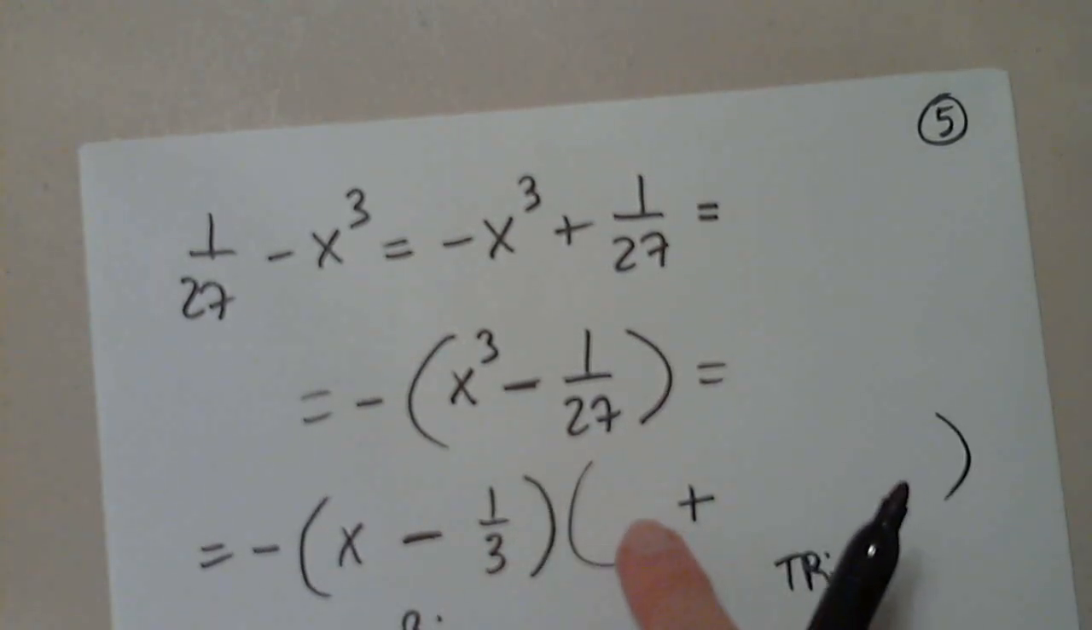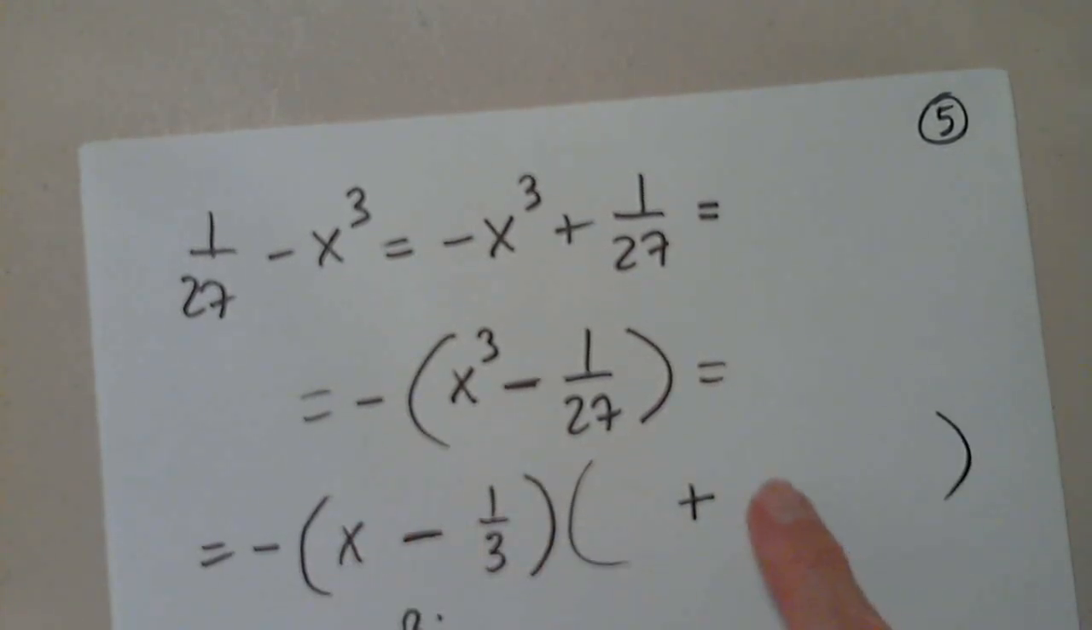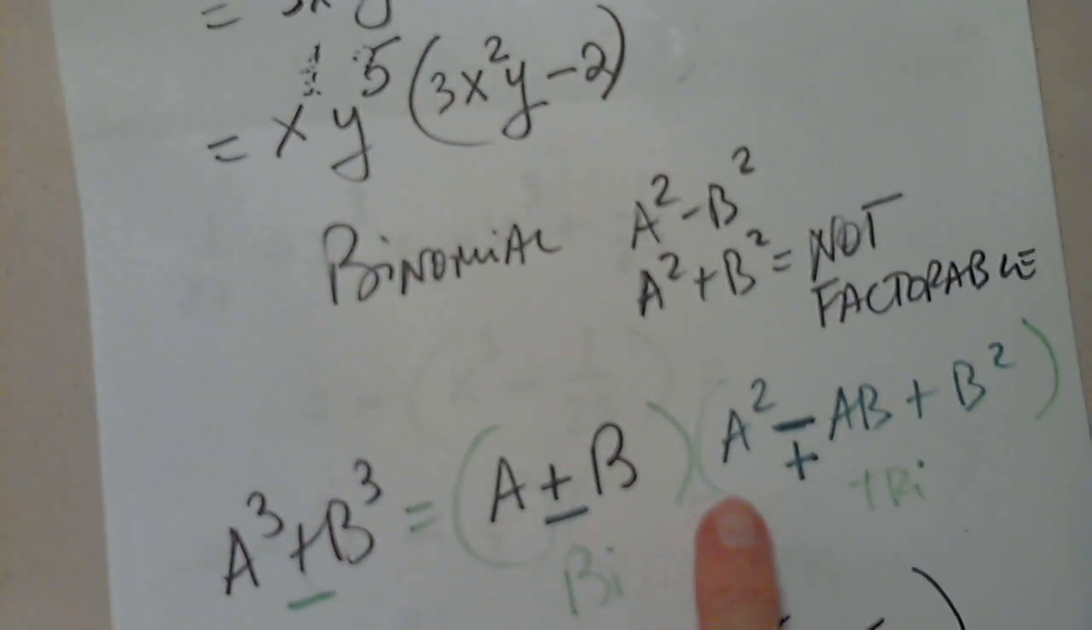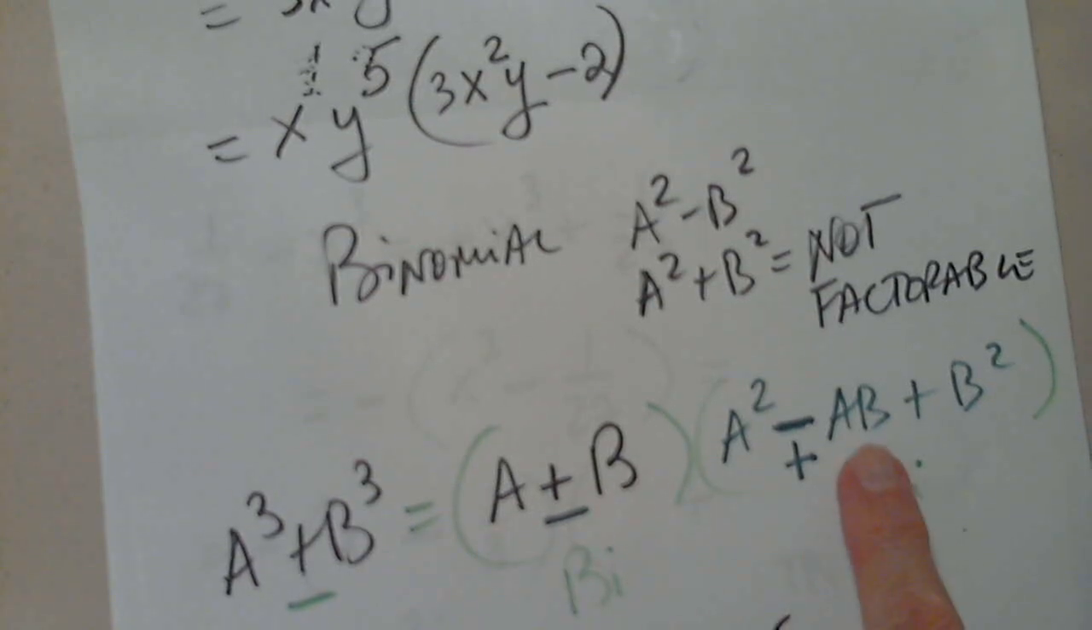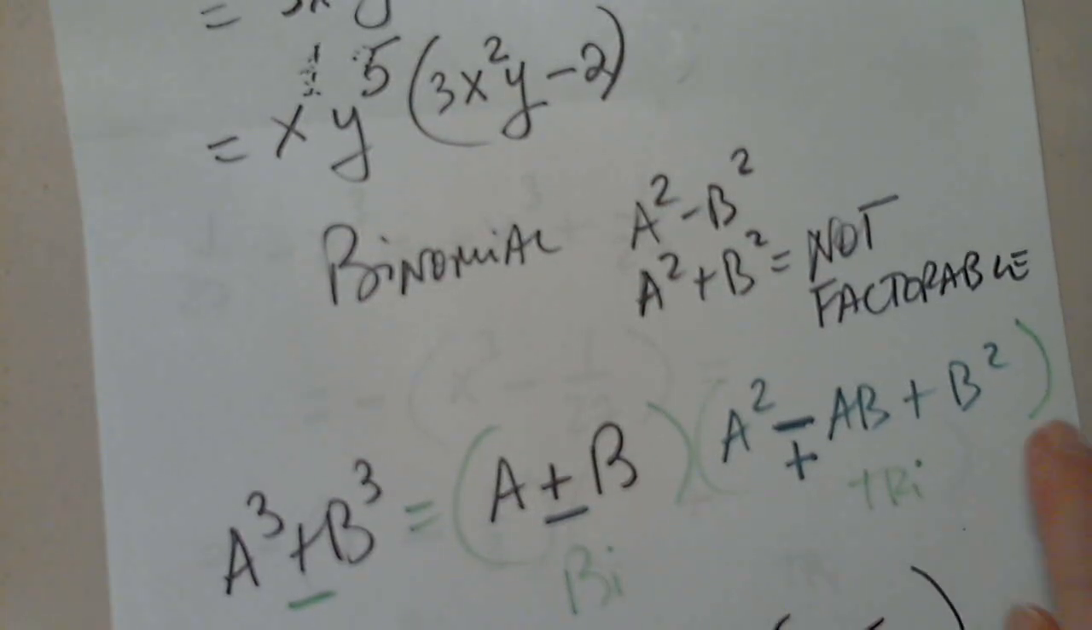Now here it's very easy. You square this and you put it here. You multiply these two and you put it here. You square this and you put it here. That's the pattern. We have it right here. I square this, I multiply these two, and then I square this.